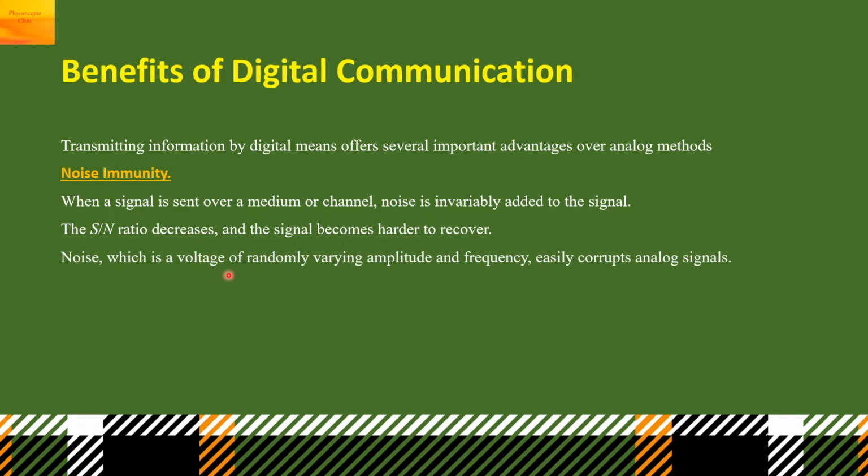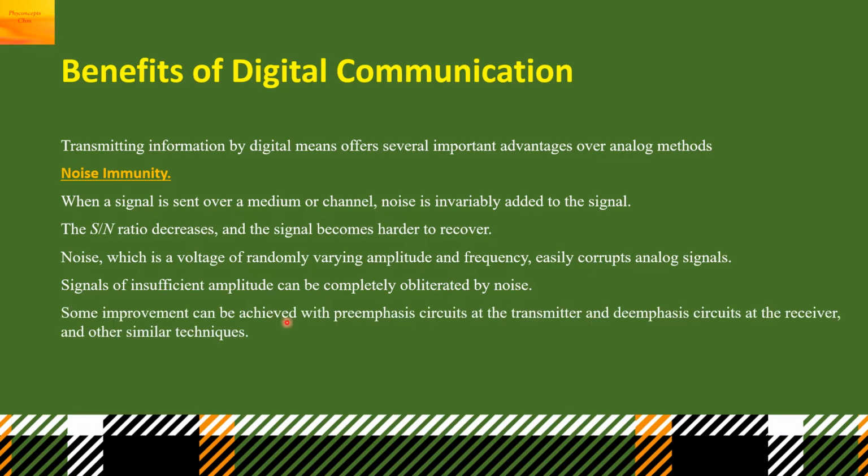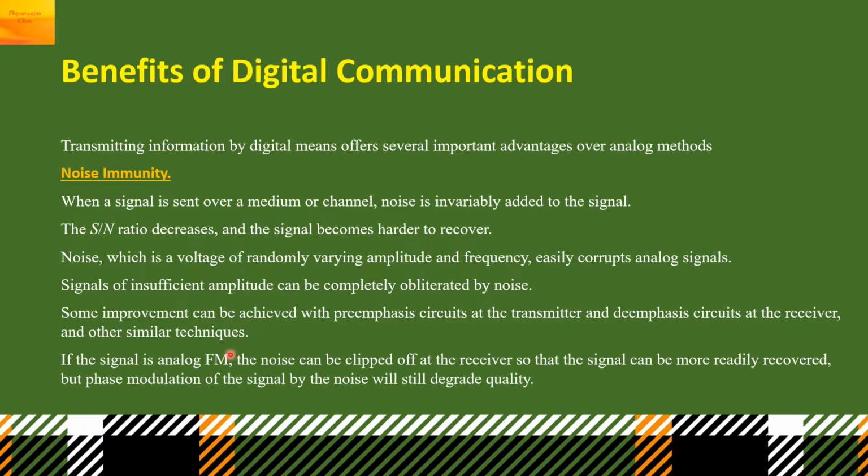Noise, which is a voltage of randomly varying amplitude and frequency, easily corrupts the analog signals. Signals of insufficient amplitude can be completely obliterated by the noise. Some improvement can be achieved with pre-emphasis circuits at the transmitter and de-emphasis circuits at the receiver and other similar techniques. If the signal is analog FM, the noise can be clipped off at the receiver so that the signal can be more readily recovered, but phase modulation of the signal by the noise will still degrade quality.